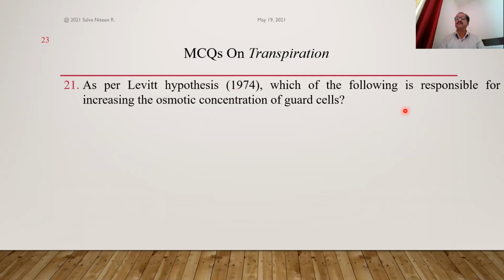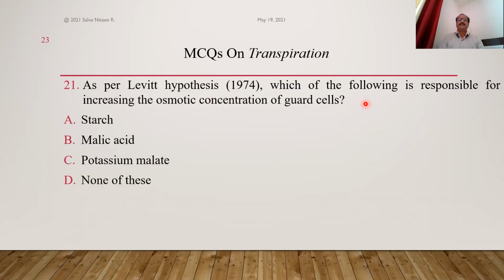As per this hypothesis, which of the following is responsible for increasing the osmotic concentration of guard cells during daytime? We have studied that as per Steward's hypothesis, glucose and inorganic phosphate are the substances responsible for increasing the osmotic concentration of guard cells. But as per Levitt hypothesis, it is a substance called potassium malate, because when potassium enters inside, it combines with the negative malate ions or anions. It forms potassium malate, which is a soluble substance. It increases the osmotic concentration of guard cells, and then by subsequent events, stomata become open. So C is the right answer here.